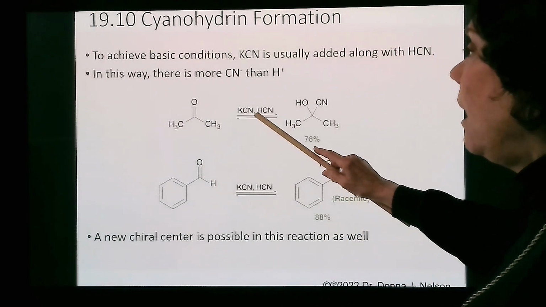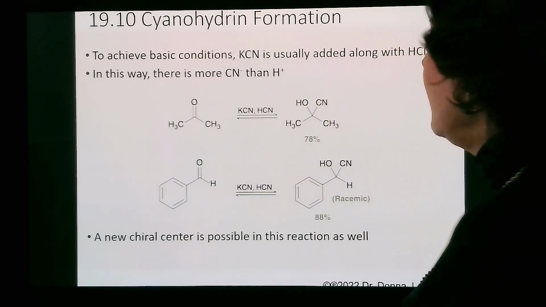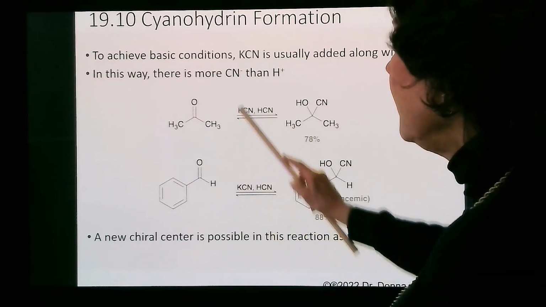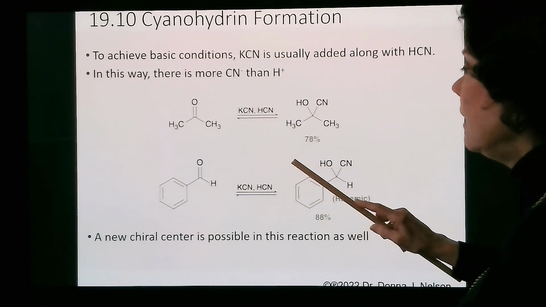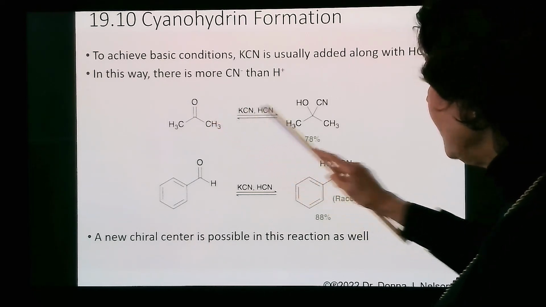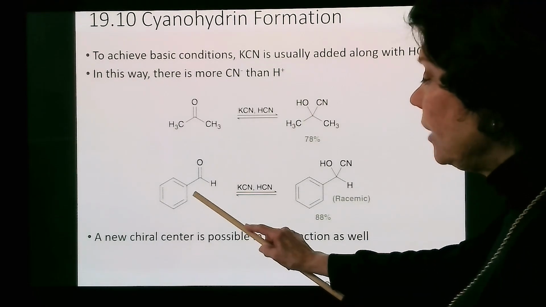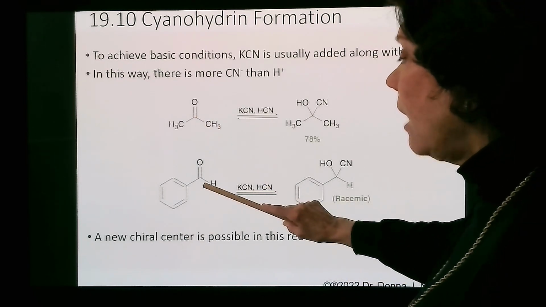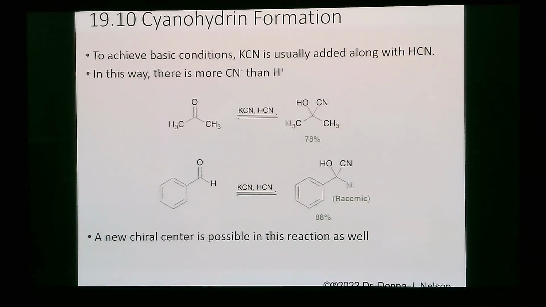Now we have under basic conditions, potassium cyanide is usually added along with some hydrogen cyanide. So you want there to be more cyanide than the H+, and so both of these are added. And you can see the same reaction is taking place, the same reaction that we saw in the previous transparency. And once again, it's occurring down here. So it can occur with either aldehydes or ketones. The reaction is good for either type of molecule.